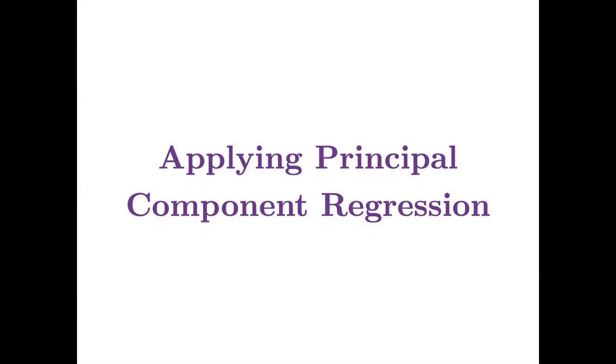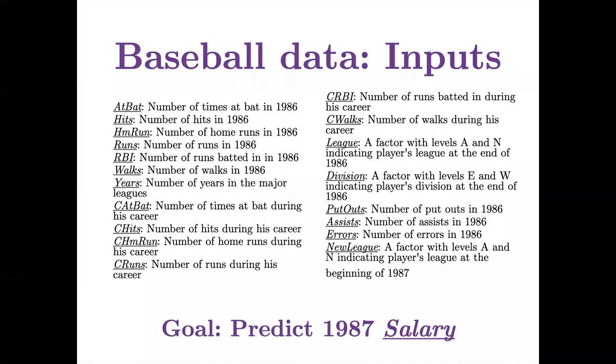Let's get into SAS and apply the technique of principal component regression. To do this, we're going to use some data from baseball. We have a number of attributes about each player, being the number of at-bats, number of hits, home runs. We also have career information, so career at-bats, career hits, career home runs. Some information about defense: putouts, assists, errors. The goal for this data is to predict their salary. I'm sorry, the data is from 1986 and we're trying to predict the 87 salary.